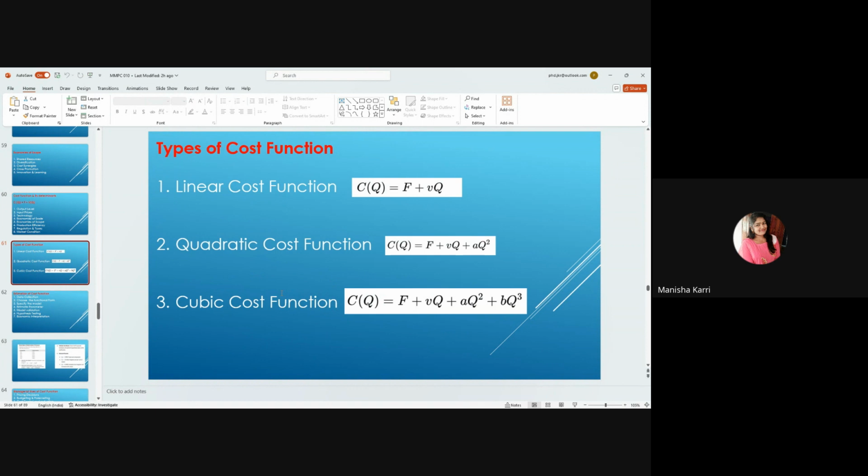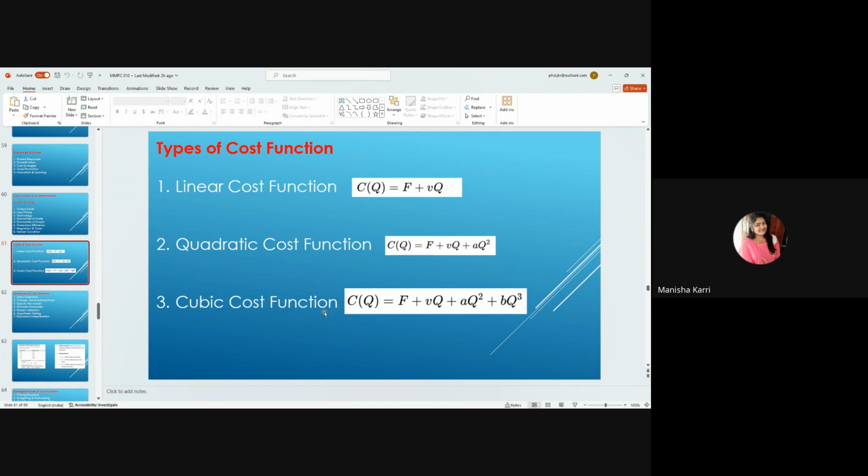First one is the linear cost function. You can see the mathematical function of this linear cost function. It assumes that costs change at a constant rate with output. The second one is the quadratic cost function, which includes a term for increasing marginal costs. And the last one is the cubic cost function, which allows for more complex relationships between costs and output. These are the formulas for the linear, quadratic, and cubic cost functions. By applying these formulas, we can get the accurate cost function.